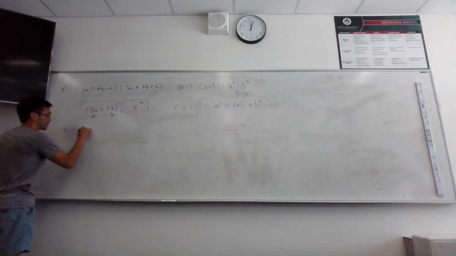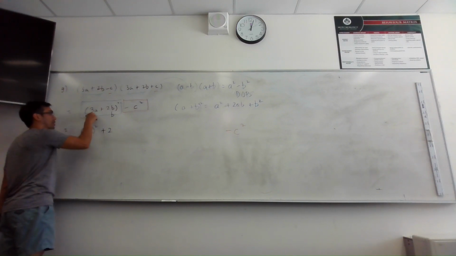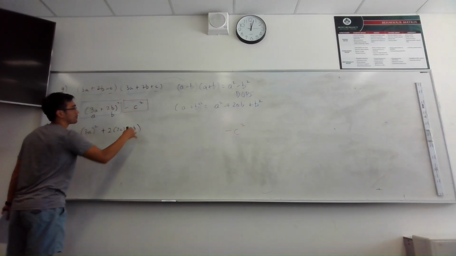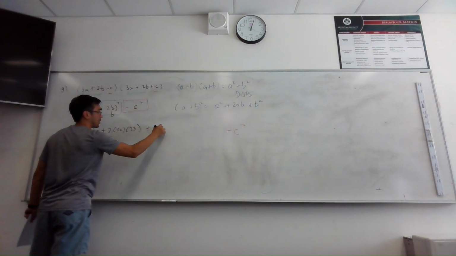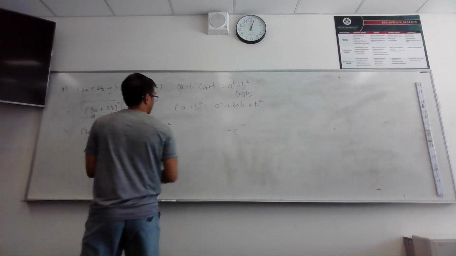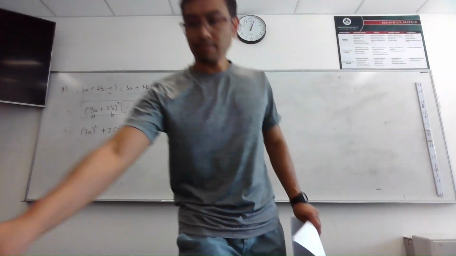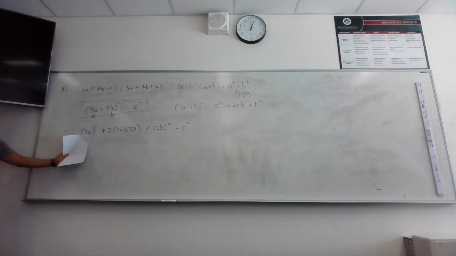My A squared is 3A squared. My 2AB is 2 times 3A times 2B. My B squared is 2B squared, minus C squared, which is right there. 3A squared becomes what? 9A squared.